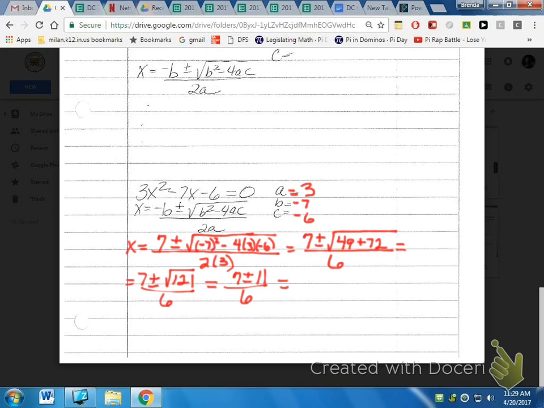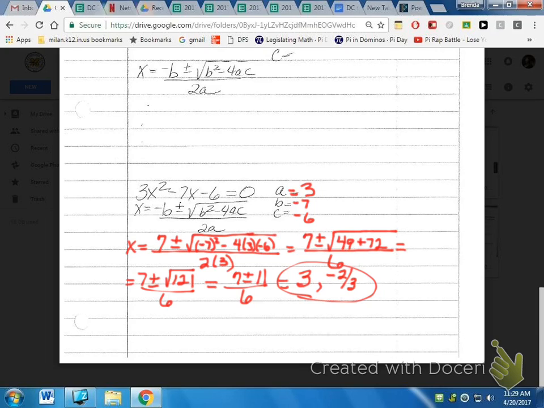Oh, those are nice. So I would do this now. 7 plus 11 is 18. 18 divided by 6 is 3. That's one answer. 7 minus 11 is negative 4. Negative 4/6. Do you know what? I'm going to go negative 2/3. Why would I mess with the calculator at that point? Negative 2/3 is easier.